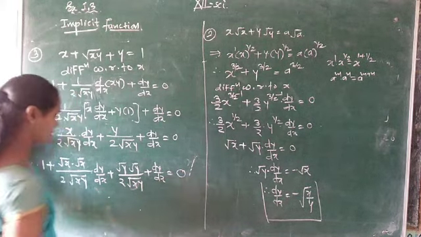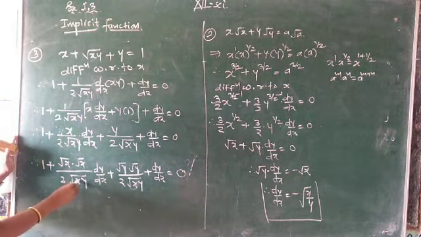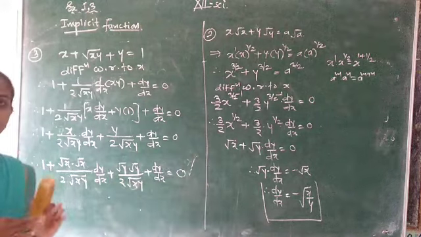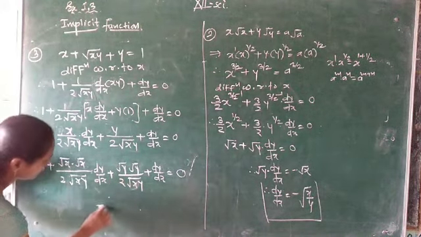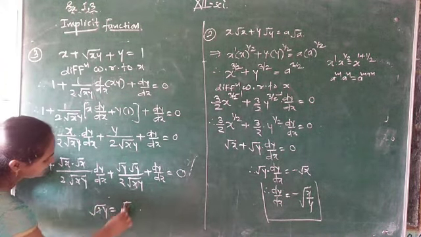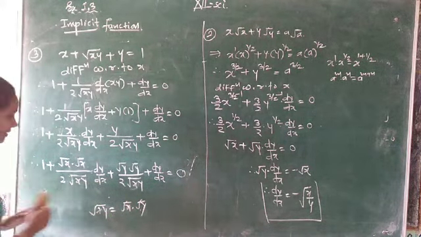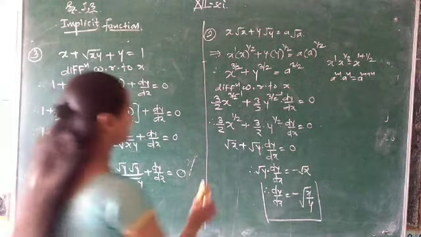dy upon dx is equal to 0. Now look here. In the denominator there is root xy. Root xy means root x into root y; the root xy can be written as root x into root y. So root x will get cancelled here. Root x will get cancelled.